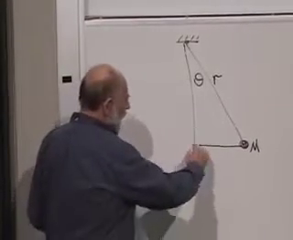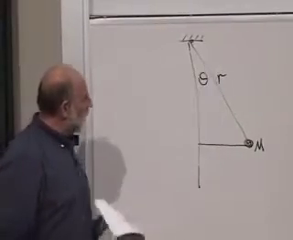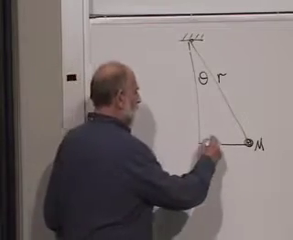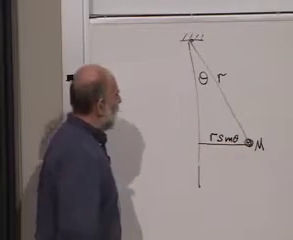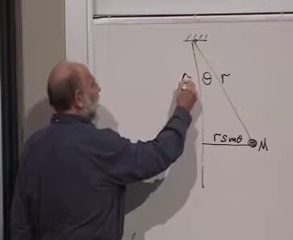All right, what's the horizontal distance here that's related to r and to theta? R sine theta. All right, since you're so smart, what's the vertical one? R cosine theta.